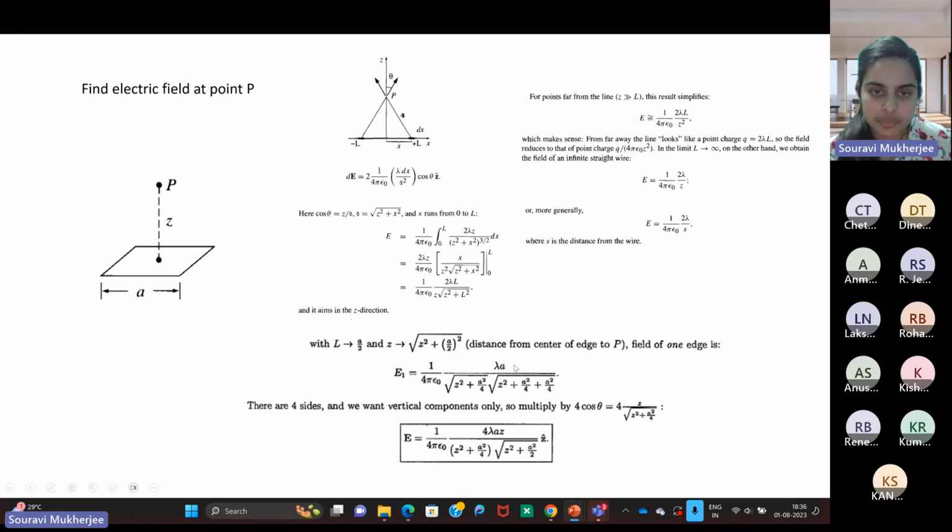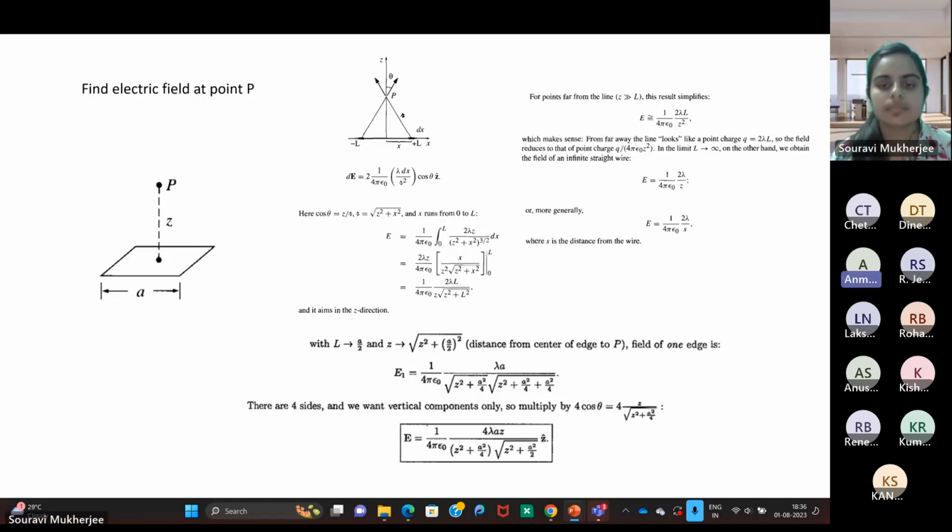So if you put those values, this is your field of one edge, E1. And now you do it for four sides. So you multiply it by 4 cos theta because you only want to take the z components. Other components cancel out. So now this is your expression for the field. Clear, right? Clear to everyone?